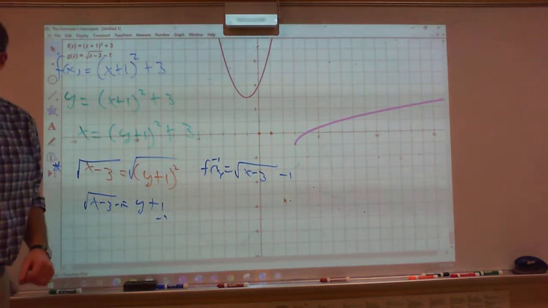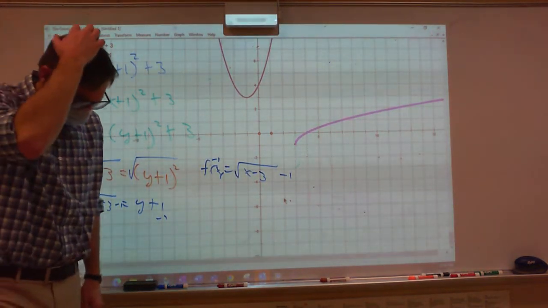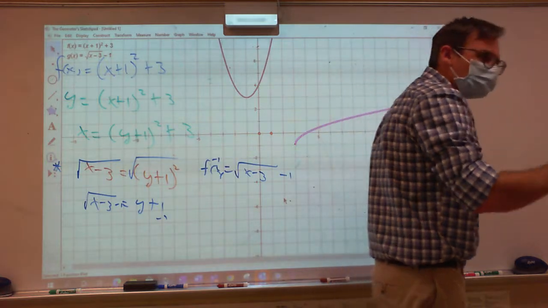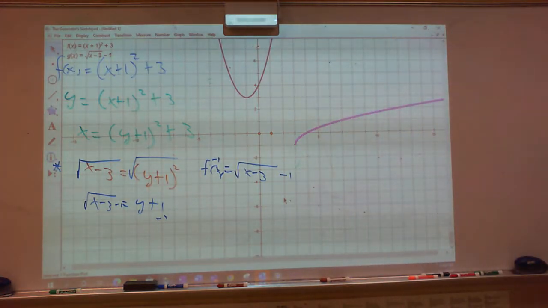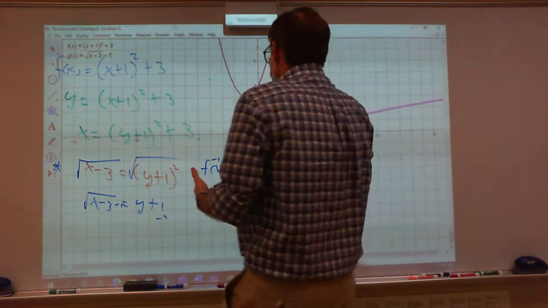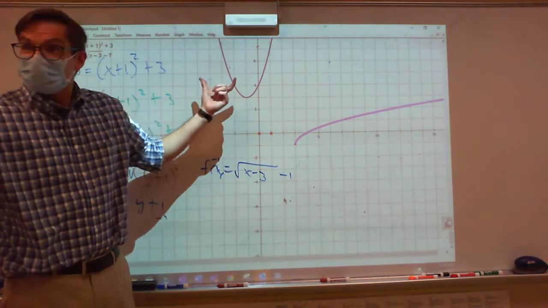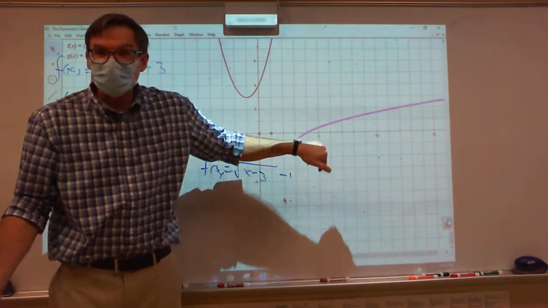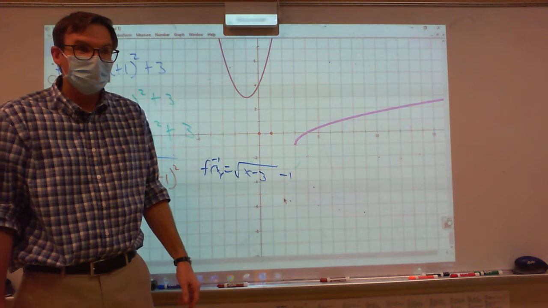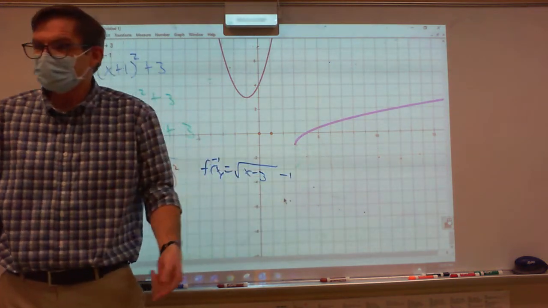So I've graphed it. Wait, something's missing. Can everybody agree that something's missing? Like we tried to find the inverse, didn't we? Right? So when we tried to find the inverse, here was our function. We graphed the inverse earlier. We got the full sideways parabola, right? I don't get the full sideways parabola.